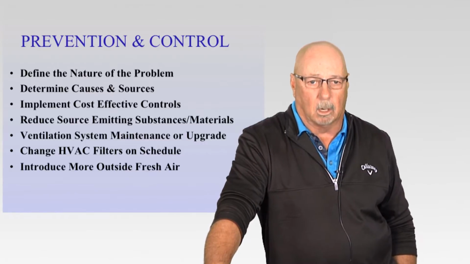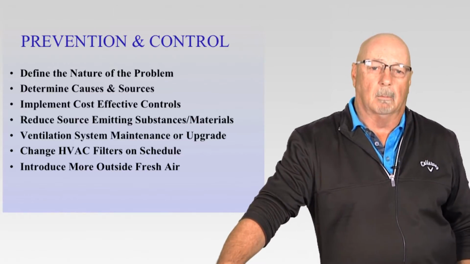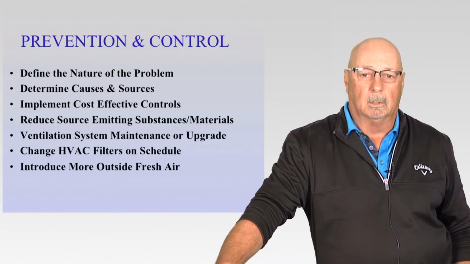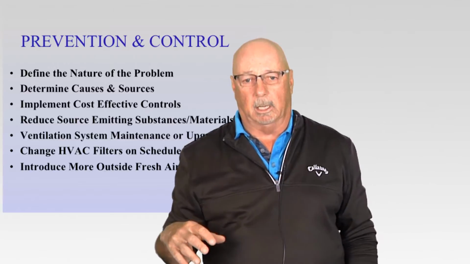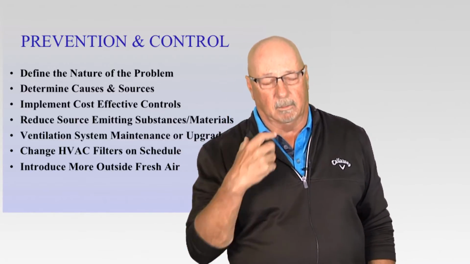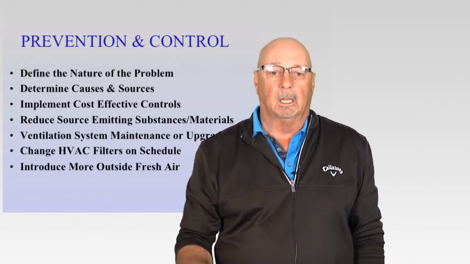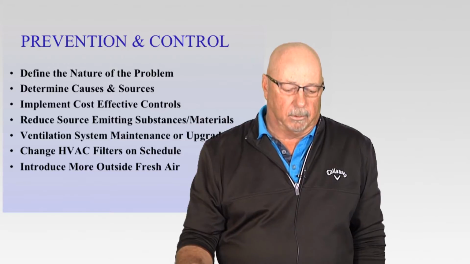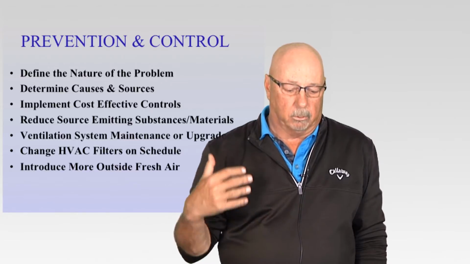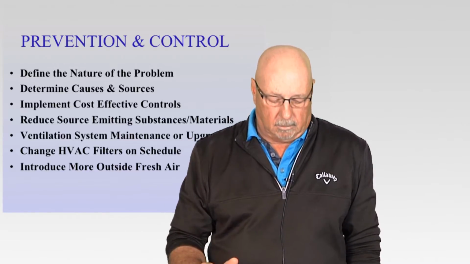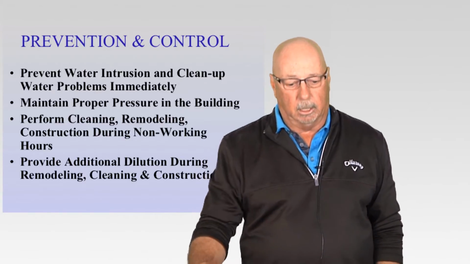What are the causes? What are our sources? And then we want to recommend controls and try to implement the most effective, cost-effective control by either reducing or eliminating the substance or materials that are causing it, or by upgrading the ventilation system and the maintenance of the ventilation system, bringing in more outside air, improving the filters and the filtration capacity on the HVAC system. Perhaps look at the schedule of when the filters are changed out. Maybe it needs to be increased.